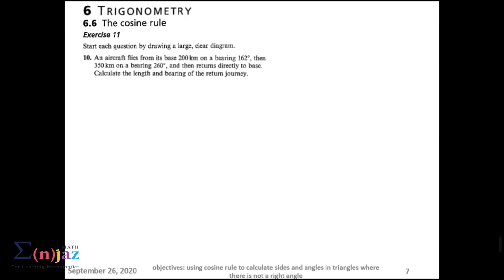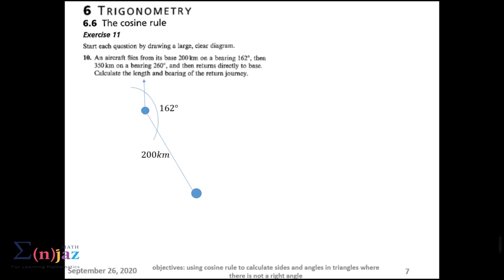An aircraft flies from its base. Let's draw the base. 200 kilometers on a bearing of 162 degrees. So we draw the north from this station or this spot, and we measure from the north clockwise the 162 degrees. So we know the direction of our aircraft, and the length of this direction is 200 kilometers. So this is the 200 kilometers, and this is the new location of our aircraft.